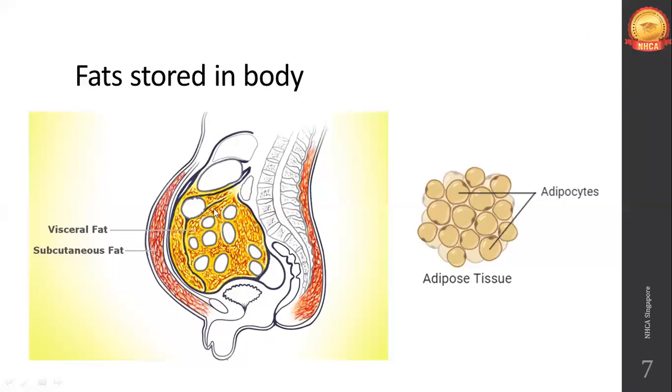If you take a closer look at the subcutaneous as well as the visceral fat, you will find adipose tissue. And if you cut down the adipose tissue further and do a microscopic study on this, you will see adipocytes. Adipocytes are the fat cells.